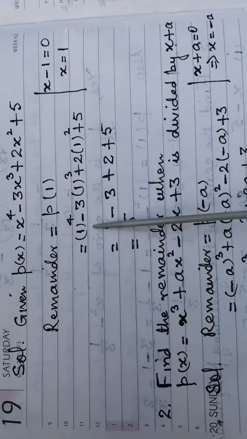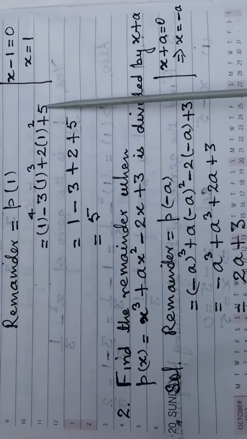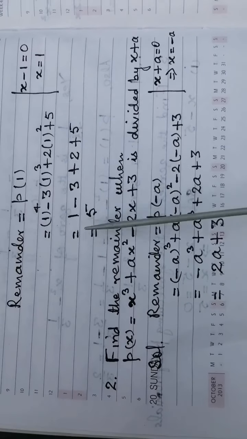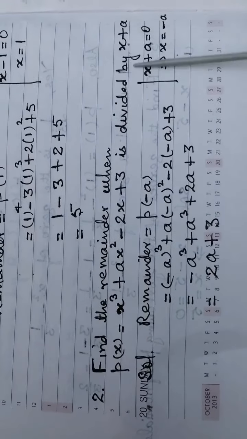So you get 1 raised to power 4 minus 3 into cube of 1 plus 2 into square of 1 plus 5. Simplify these. So on simplification you get remainder is equal to 5.